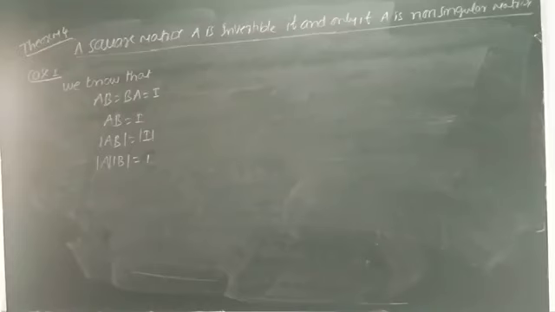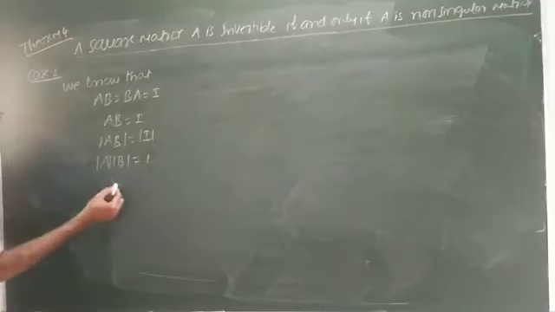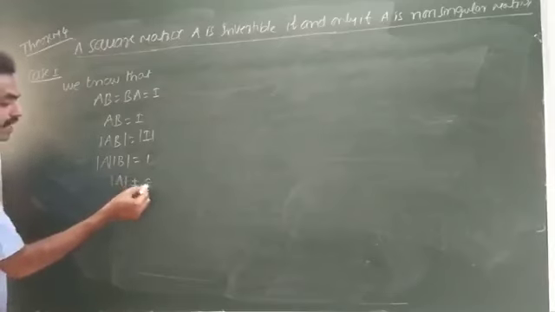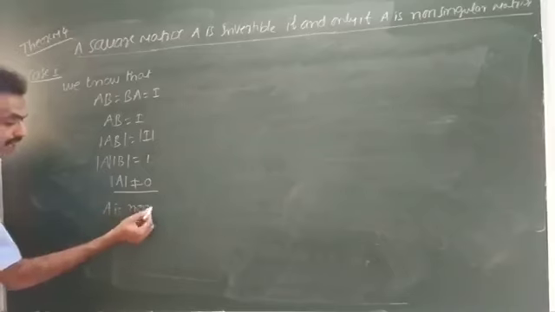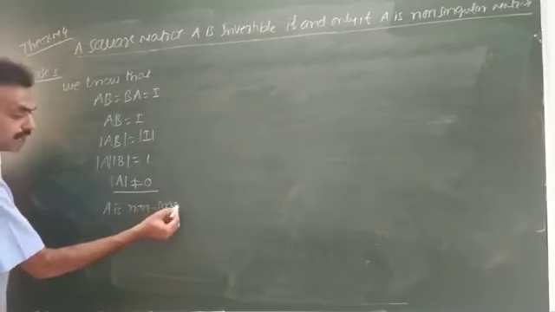Hence, determinant of AB can be written as determinant A into determinant B, and you know determinant of the identity matrix is always 1. Hence, you get determinant A into determinant B is equal to 1. So, since determinant A into determinant B is 1, we obviously conclude that determinant A is not equal to 0. Hence, A is non-singular. That's the important note you get.